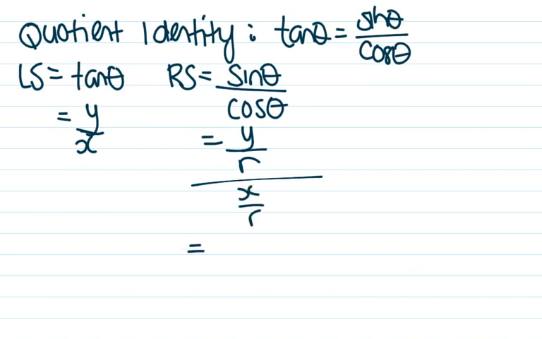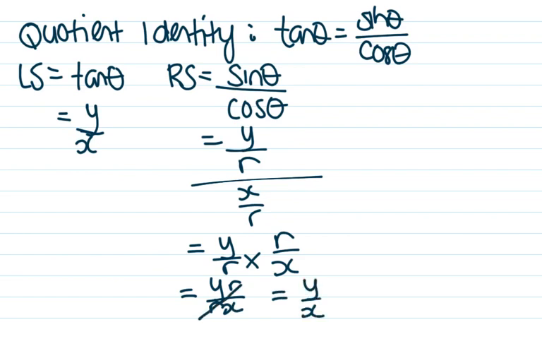Now, when I divide fractions, instead of dividing, I can multiply by the reciprocal. So I'm going to do y over r times the reciprocal, which is r over x. Now I have yr over rx. I can cancel out the r's, and I'm left with y over x, which is equal to the left side. And now I have proved this identity.